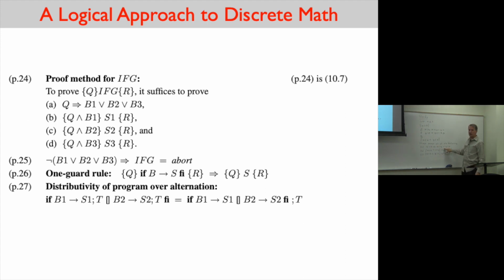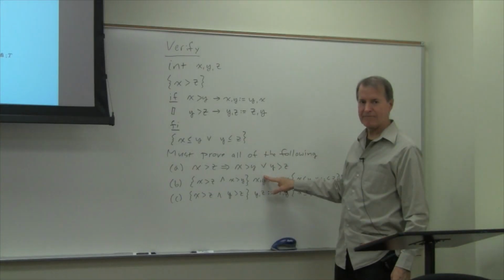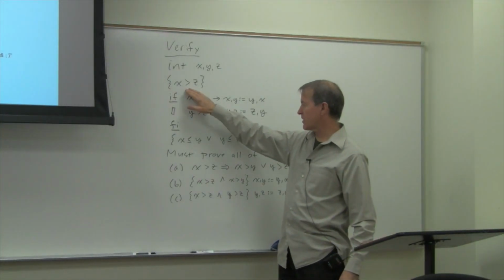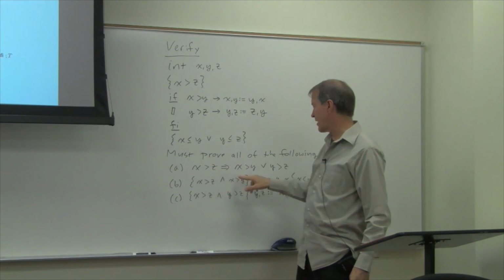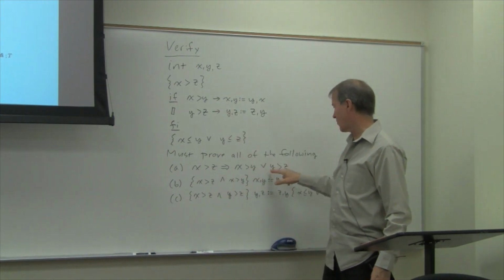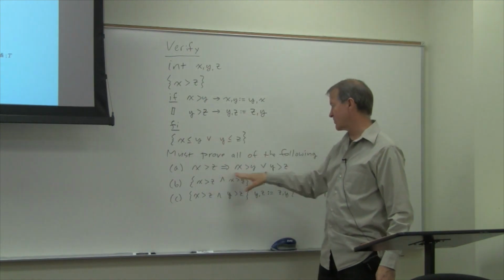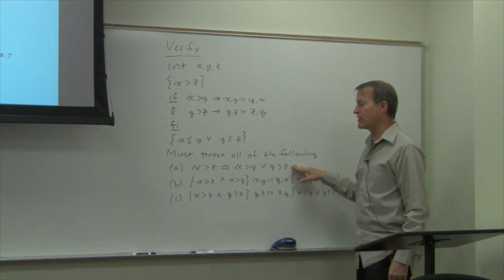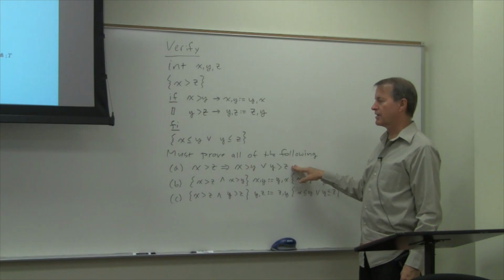All right, and so the first one, part A, is we have to prove that the precondition implies the disjunction of every guard, right? So here's the precondition, x is greater than z, so x is greater than z has to imply, and these are the guards, x is greater than y, that's this guard, y is greater than z, that's this guard. At the end of class last time, we had just finished proving this.